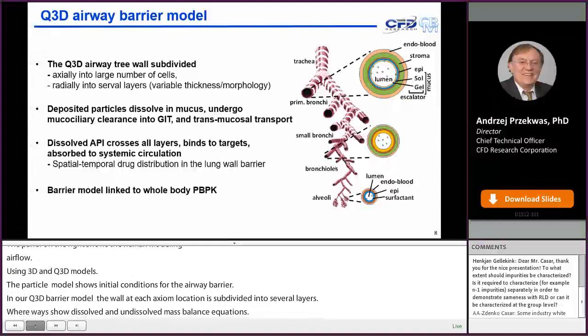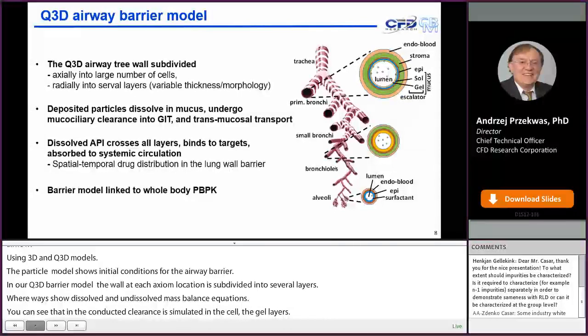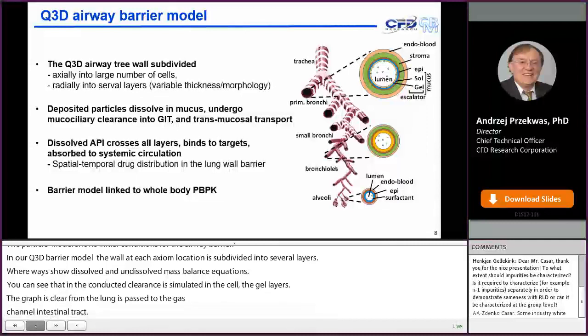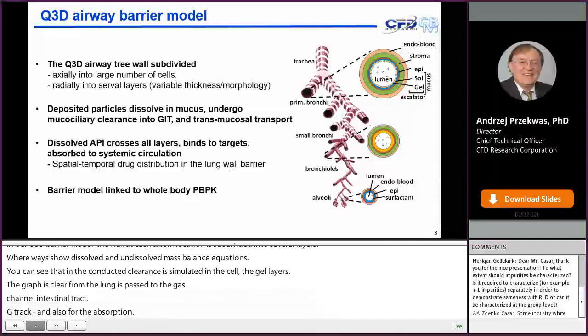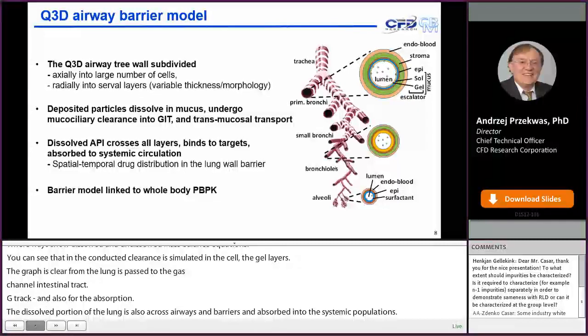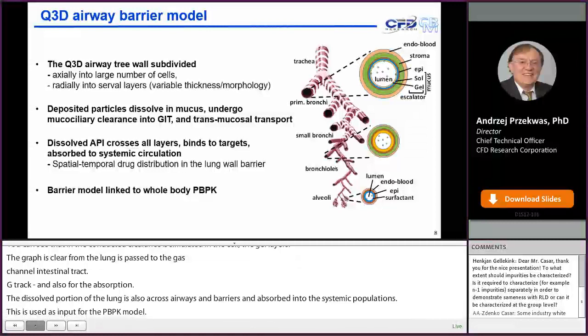The drug cleared from the lung is passed to the GIT, gastrointestinal tract, of the PBPK model for further absorption. The dissolved drug in the lung is transported across airway wall barrier layers and is absorbed into systemic and pulmonary circulations. The absorbed drug flux is used as input for the PBPK model. The systemic drug can also be reabsorbed from the blood back into the airway barrier.